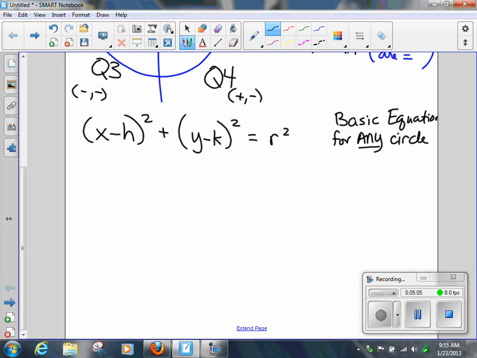Now, you got some other letters up here. What are the letters that we recognize from other equations we've used before? The X and the Y. That's kind of standard, okay? But we got these new letters. The center, for whatever reason, are the letters H, K. What do you think R stands for? You already know. R is radius. So X minus H quantity squared plus Y minus K quantity squared is equal to radius squared. That's the basic equation for any circle.